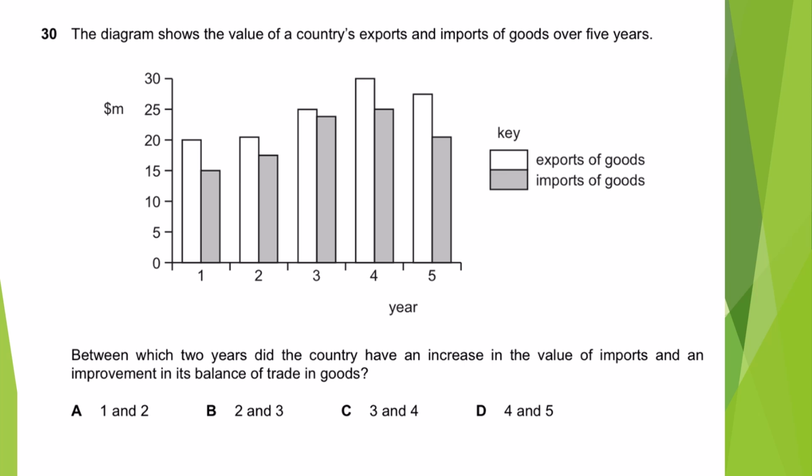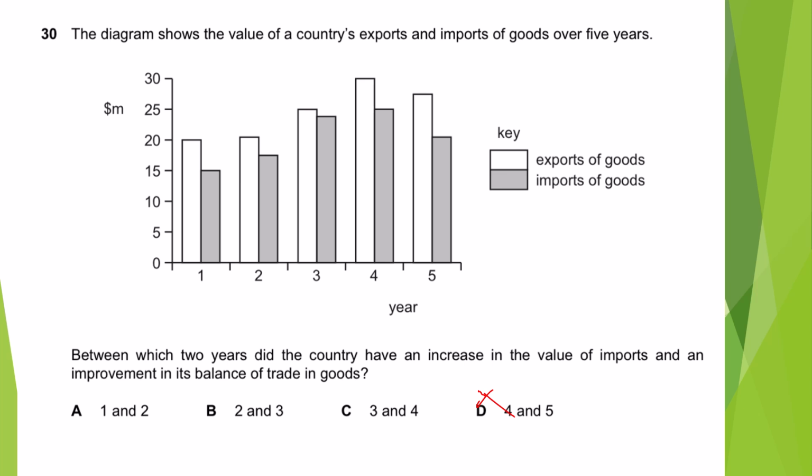Last but not least, the diagram shows the value of exports and imports of goods over 5 years. The empty ones are exports of the goods, and the gray area is the imports of the goods. Between which 2 years did the country have an increase in the value of imports? Okay, increase. 1 to 2 it is increased, 2 to 3 it is increased, 3 to 4 it is increased, and 4 to 5 it is decreased. So 4 to 5 is not the answer, because here the value of imports is going to decrease.